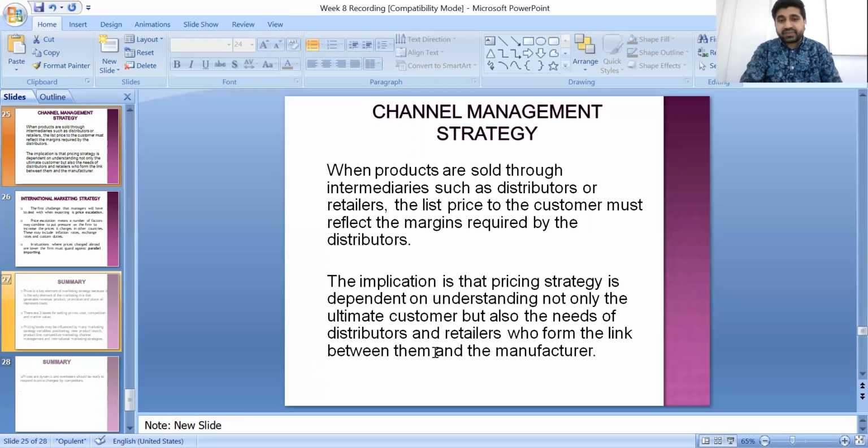The implication is that price strategy depends on the understanding not only of the ultimate customers, but also of the needs of distributors and retailers who form the link between them and the manufacturer. Yes, so whenever we are fixing the price, we should keep in mind the distributors' cost. We should keep in mind all the intermediary channels, and accordingly we should fix the price then.